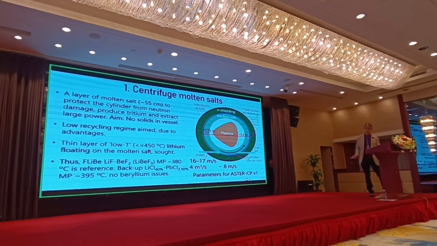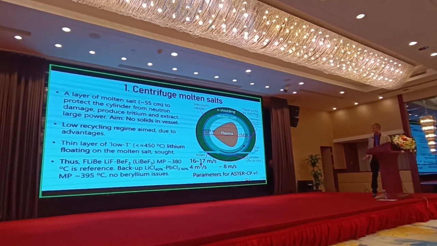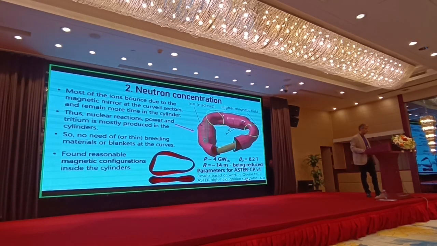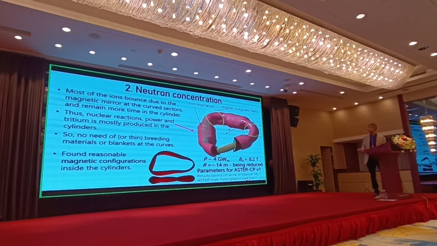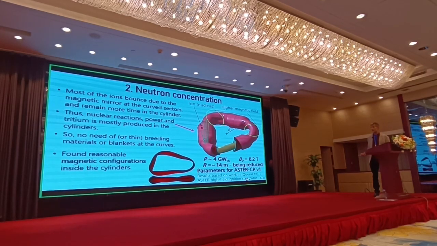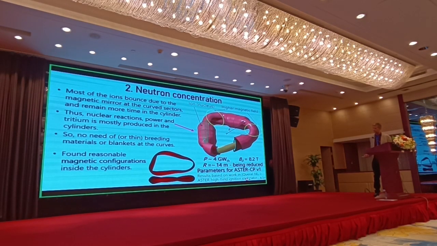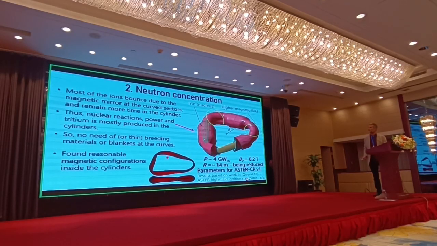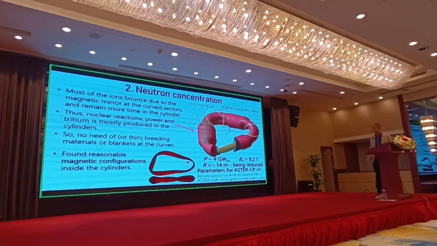Here we see the properties of this reactor with certain parameters. The second element, neutron concentration. Most of the ion orbits are in this area, so most of the reactions are here, and the power and the tritium production. So perhaps we need, we check that, little breeding material here. We found a reasonable magnetic configuration, you can see here, that fits inside the cylinders. And these are all the parameters of the reactor.